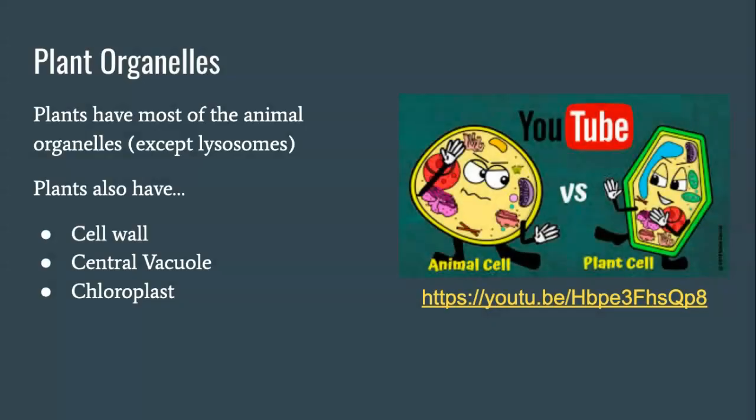First off, it's important to know that plants have most of the animal organelles already covered. The one exception is lysosomes. So plants do not have lysosomes. Everything else is the same: nucleus, mitochondria, cell membrane. And in addition to those organelles, plants also have three extra ones: a cell wall, a large central vacuole, and chloroplasts.